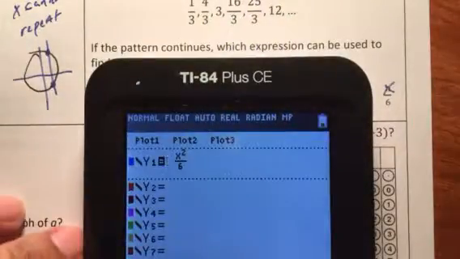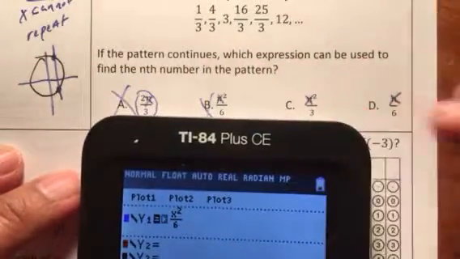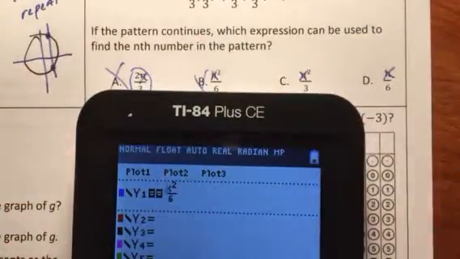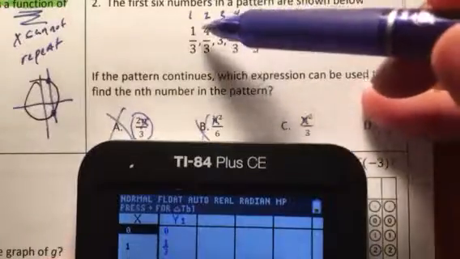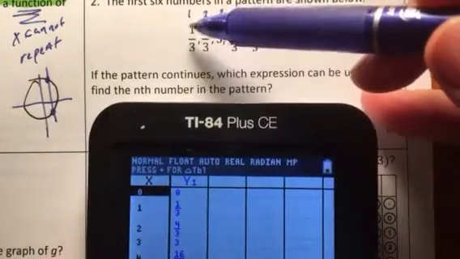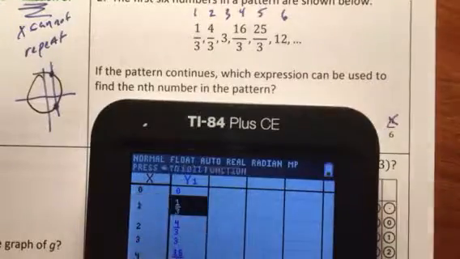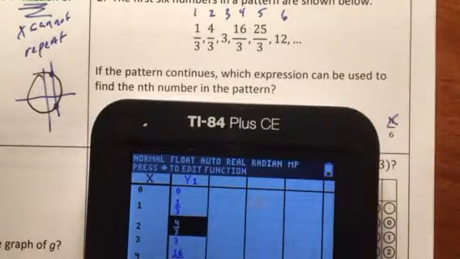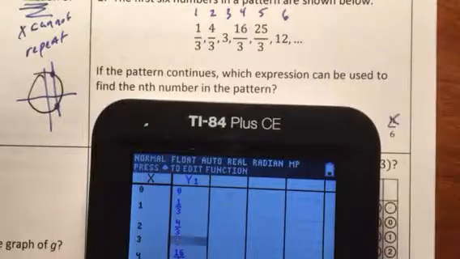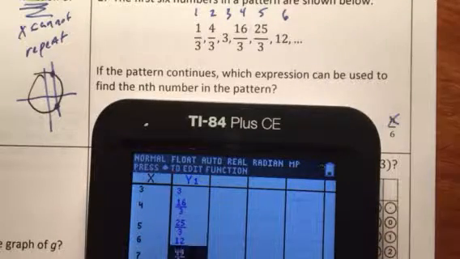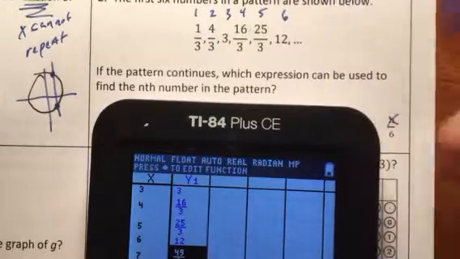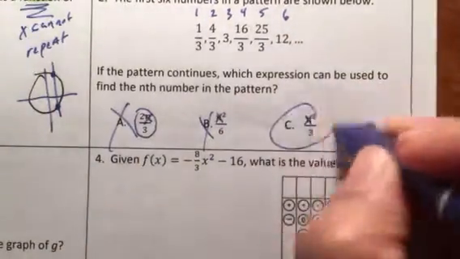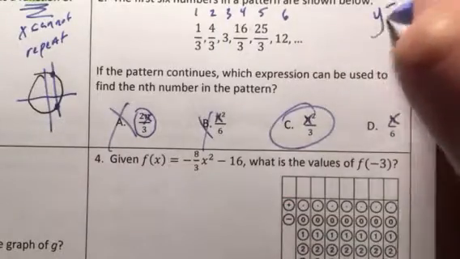So I'd go back, type in the next answer choice, which is x squared divided by 3. Go to second graph. Okay, so I need the first term to be 1/3. That checks. I need the second term to be 4/3. Checks. And if you continue, it checks all the way through, where the sixth term is 12. So this is your correct answer. So remember, this is a y equals problem.